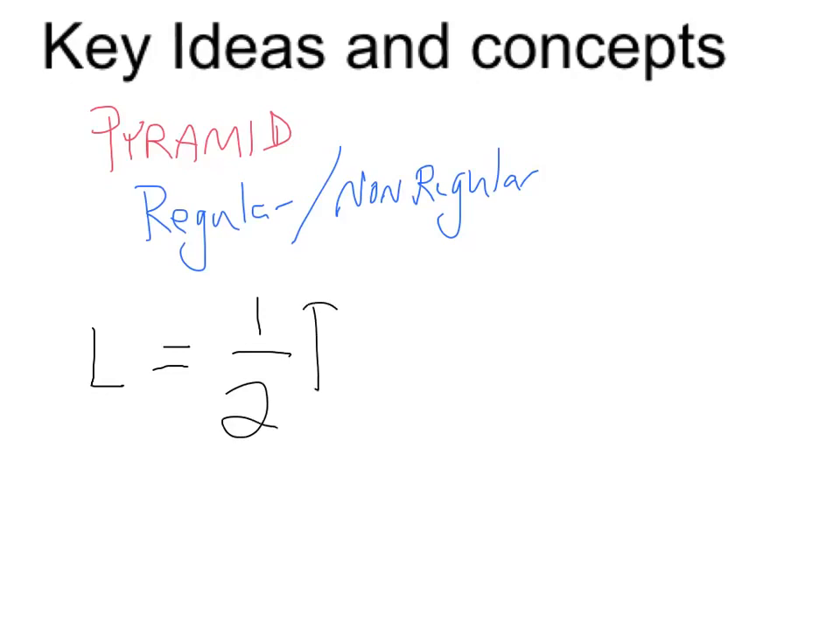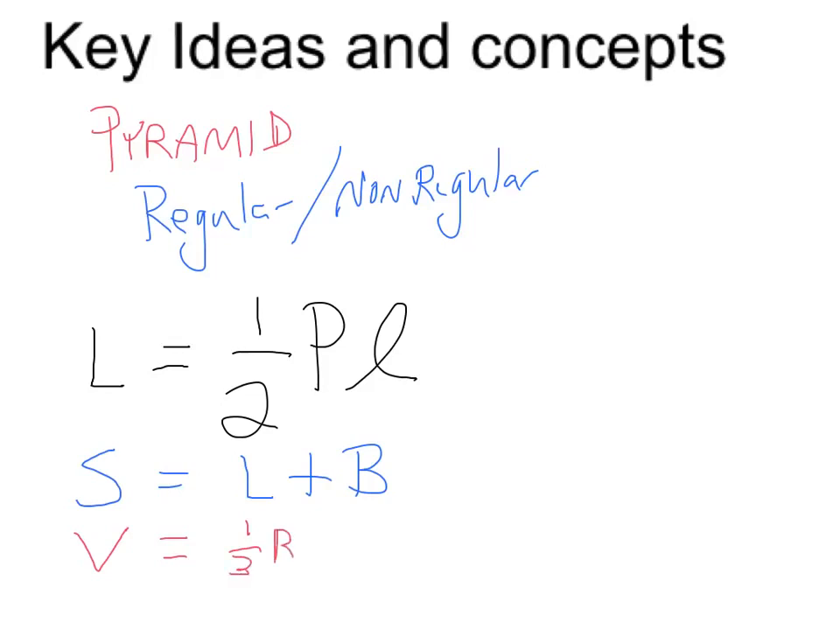We also need to be able to calculate the lateral area of a pyramid, and that is equal to 1/2 perimeter times slant height. We should also be able to calculate the surface area of a regular pyramid, and that is calculated as lateral area plus base. And finally, we need to be able to calculate the volume of a pyramid, and that's 1/3 base times height. The volume works for any pyramid, and the lateral area and surface area only work for regular pyramids.